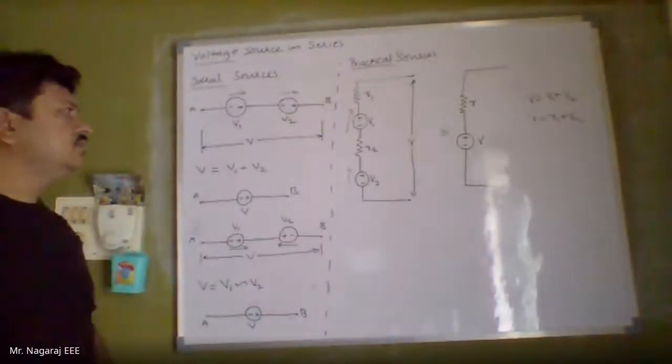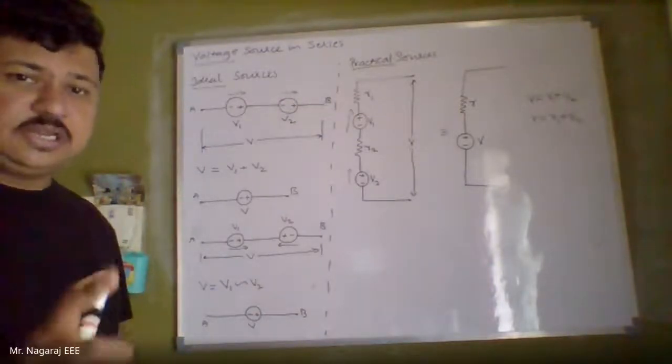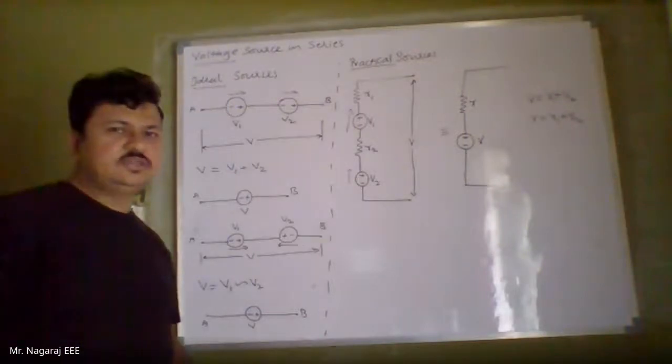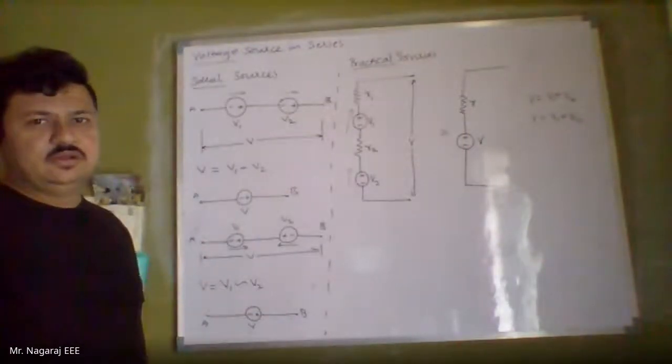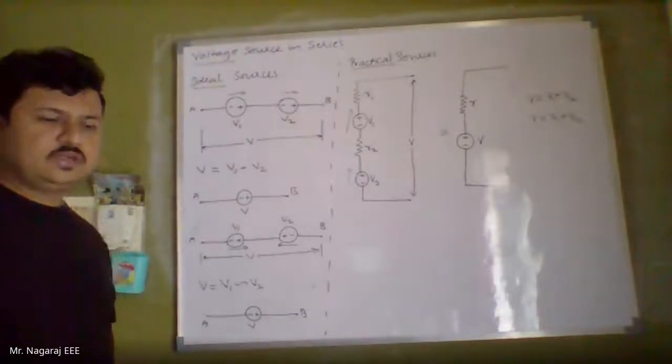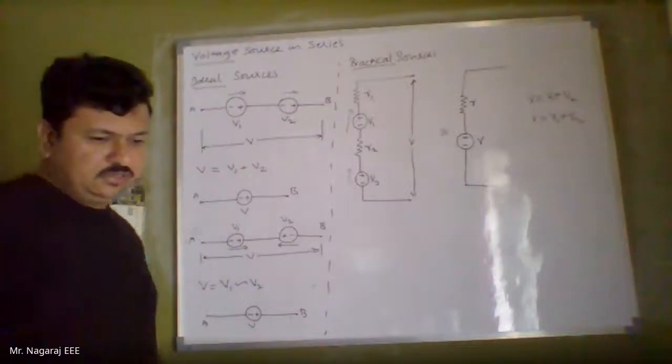If they are opposing, V1 minus V2 or V2 minus V1, but still R is R1 plus R2. You don't take R1 minus R2 if V1 is greater than V2 if they are opposing. Resistances will add up. So this is about the voltage sources in series. Next.